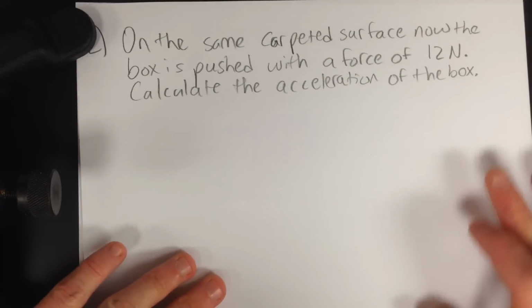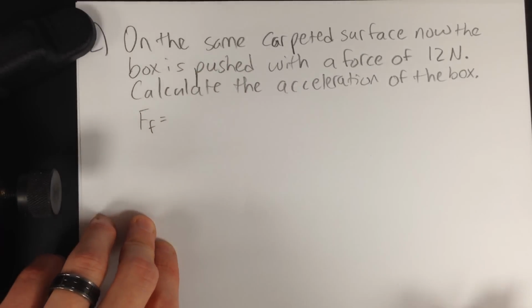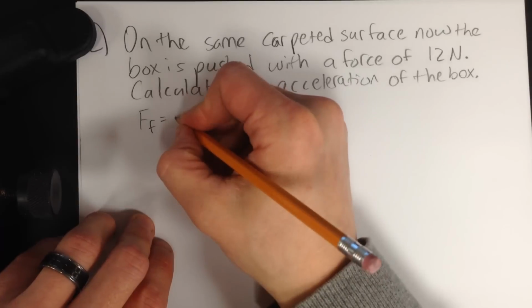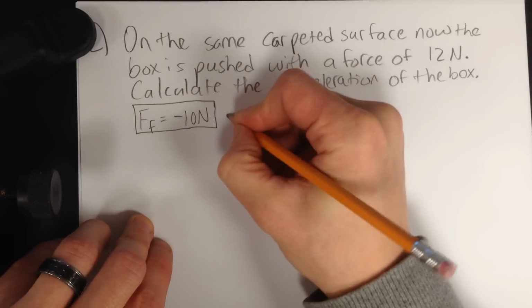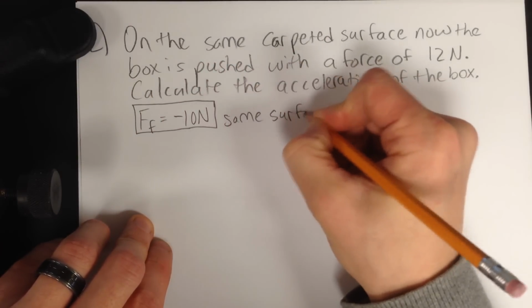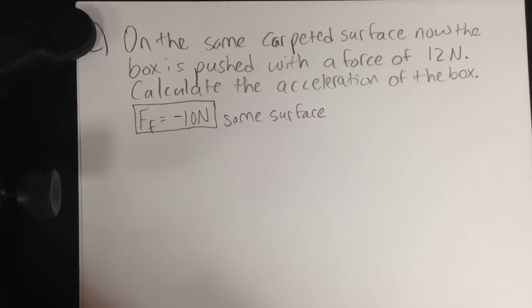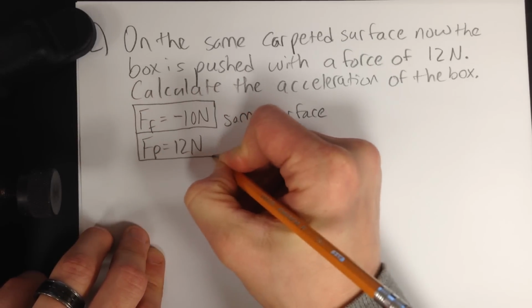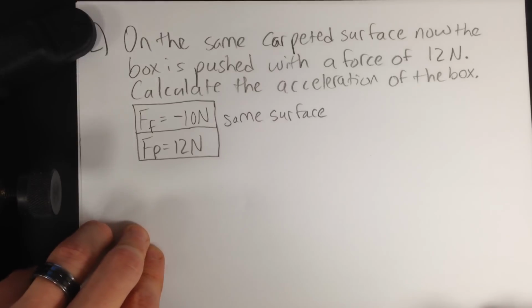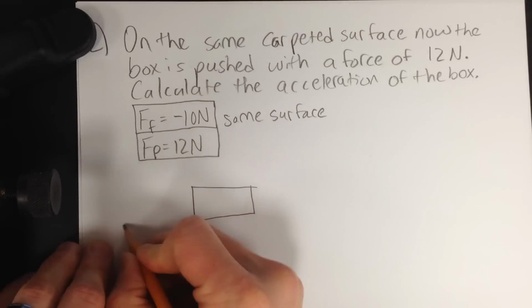Continuing. On the same carpeted surface. So same surface. What does that mean? We know that if it's on the same surface and it's the same box, it has, again, the same force of friction on it. So we could write that there because it's the same surface. On the same carpeted surface, now the box is pushed with a force of 12 newtons. Alright, so we're going to say FP, I know, is going to be 12 newtons. I'm just going to write that on the side as I'm reading. Calculate the acceleration of the box. So, before we calculate, we're going to draw our force diagram.